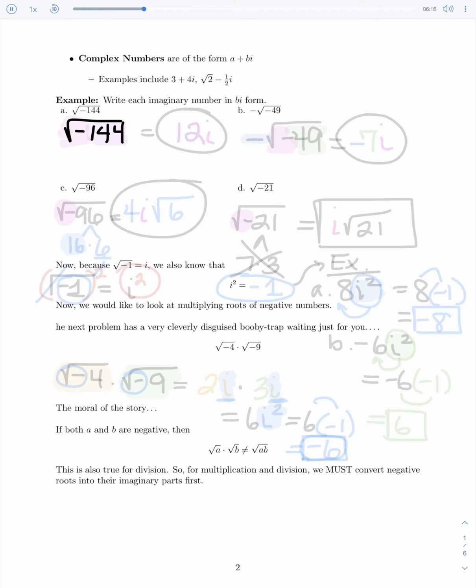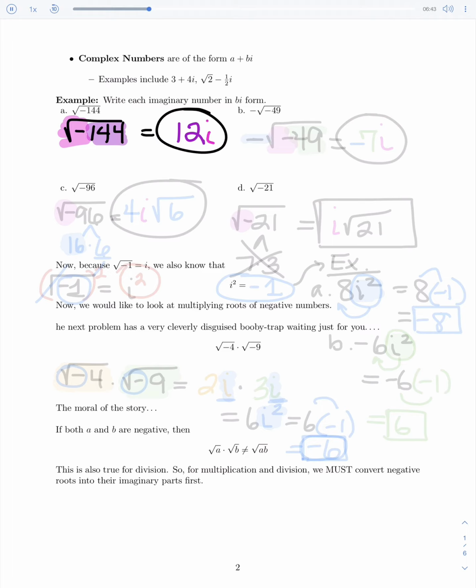We'd look at, well, what's the square root of 144? Well, we know that the square root of 144 is just 12. The problem is the negative on the inside of the root. Well, the negative on the inside of a square root comes out as an i. So our final answer for A is 12i.